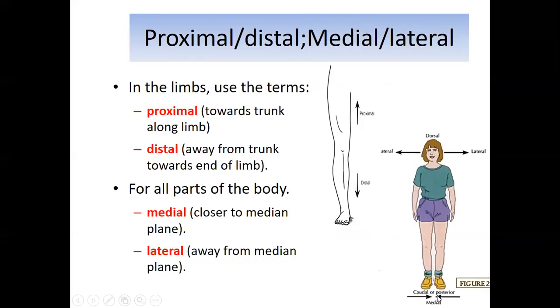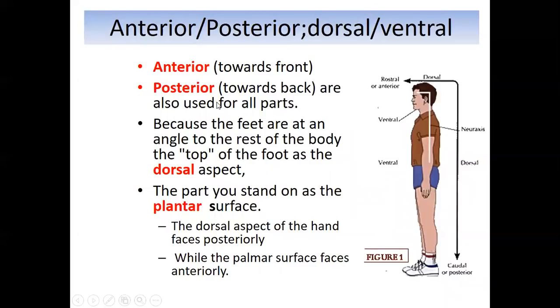So you can see here medial, and then the lateral means away from the median plane. So this is the lateral, away from the median plane. Okay, and now we're going to proceed with the next ones: the anterior, posterior, dorsal, and ventral.